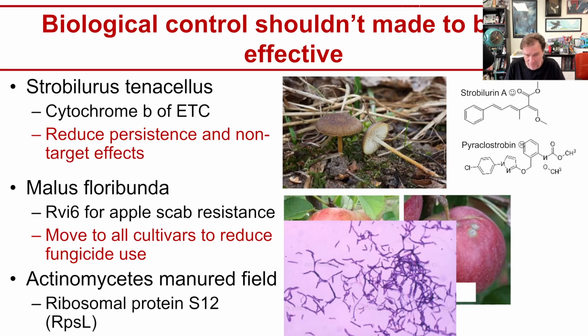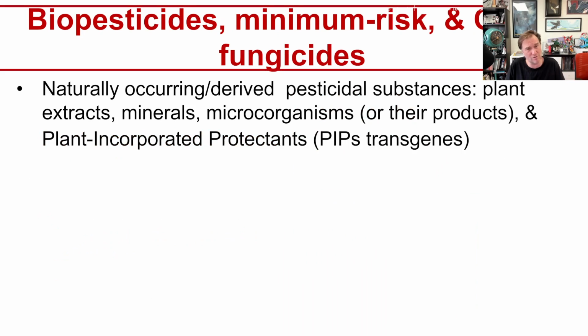And what are these various biological controls? We usually refer to them as biopesticides, a couple others, minimum risk fungicides, and generally regarded as safe products. The technical definition of a biopesticide is a naturally occurring derived pesticidal substances. All of those soups of Strobilurus and cow manure, actinomyces would be just fine. Plant extracts, minerals, microorganisms and their products, and then, of course, plant-incorporated protectants.